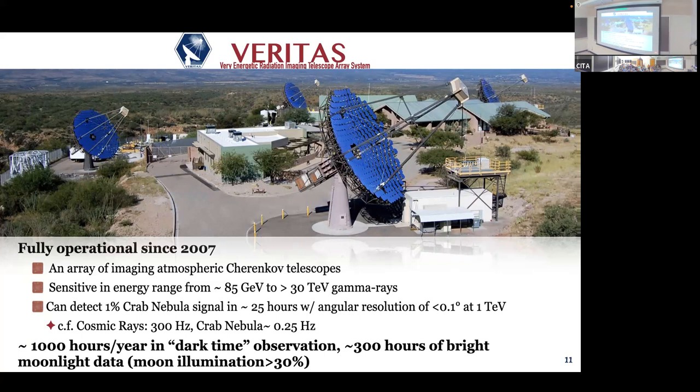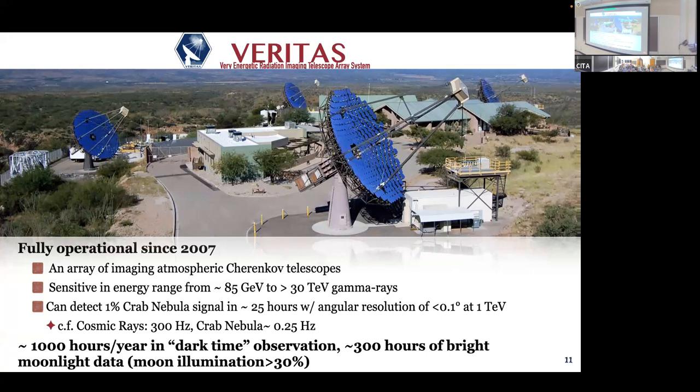The Crab Nebula is the strongest stable galactic source in the sky, which is why very high energy gamma ray people always talk about Crab strength. A 1% Crab strength source took us about 25 hours. To give you an idea, with the four telescopes, if I look at a single telescope, the trigger rate is about a kilohertz. If I require all telescopes to see the same signal, the trigger rate goes down to 300 hertz. At that point, we are actually looking at air showers.